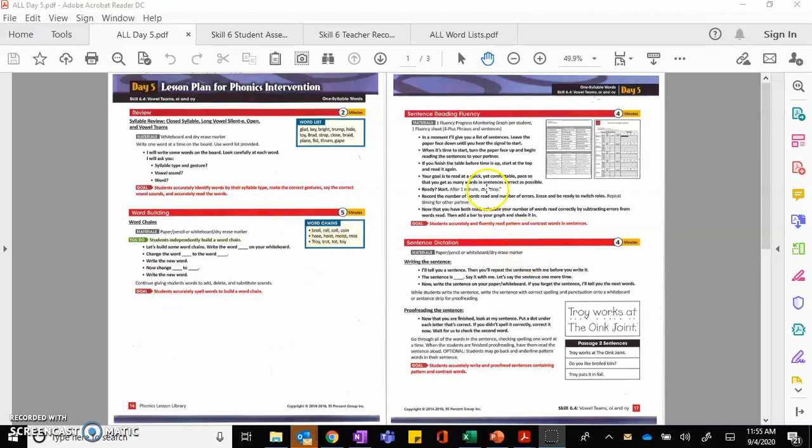Now it's time for the sentence reading fluency. You're going to use the bottom half of the fluency sheet that was used in day 4. This time it is short sentences for fluency practice. And again, you can decide if you want to cut that in half, fold it in half, or just train students on which half of the page you'll use on which day.